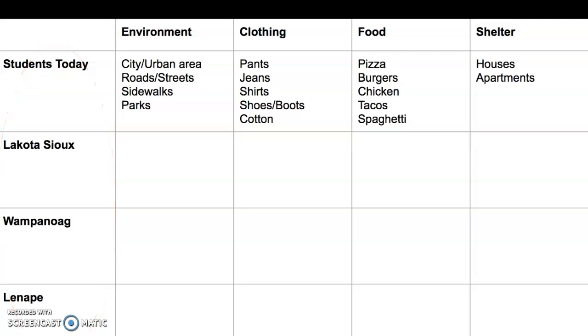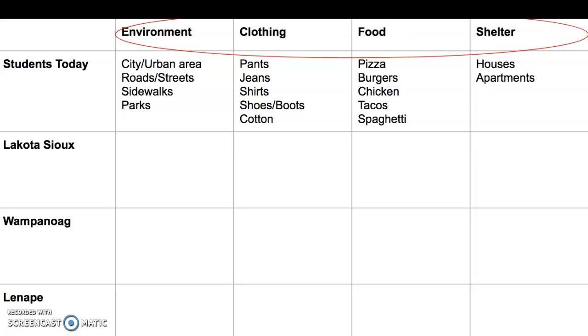And then at the top, going across, I list different things we're going to learn about each tribe. So we're going to learn about their environment, the clothing that they wore, the food that they ate, and then the type of shelter or houses they lived in. And this will be a chart that we'll use throughout the entire unit to compare how different Native American tribes lived and also comparing them to how we live today.